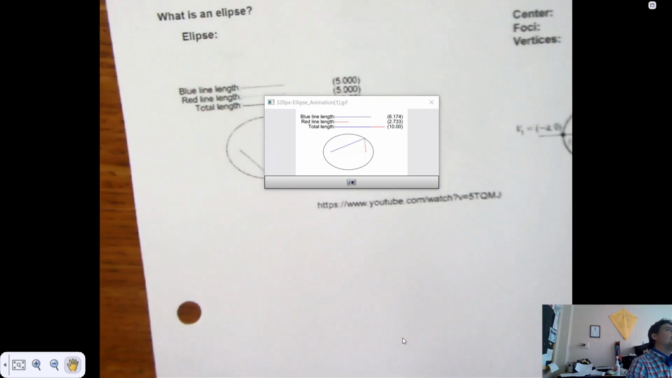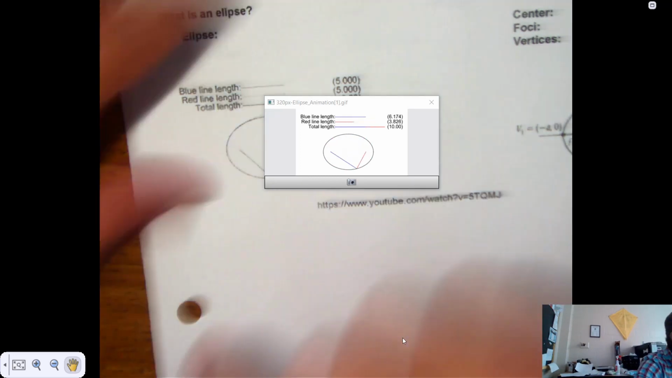You can't just say it's a shape that looks like an egg. It doesn't work in math. Right? It just doesn't work. So math needs very precise definitions.